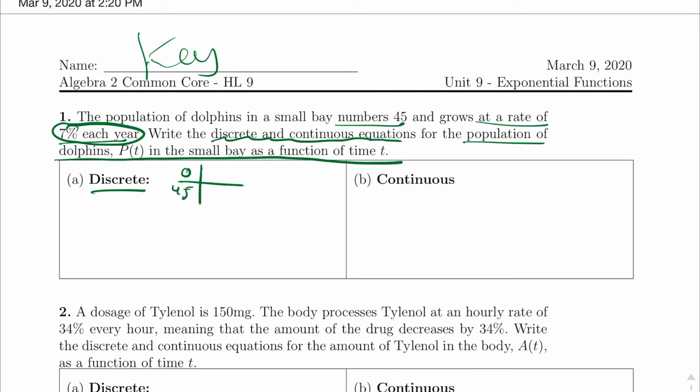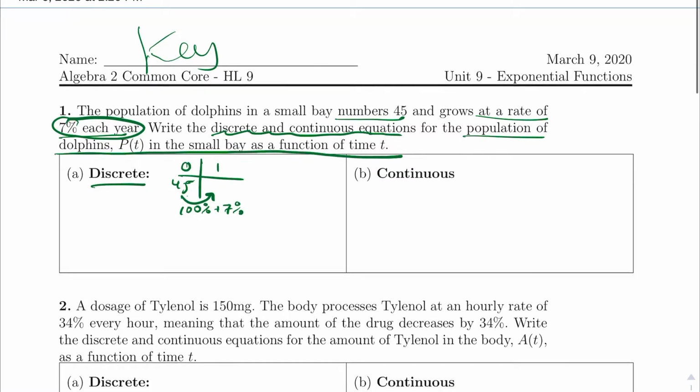So in year 0, 0 years have passed, we get 45 dolphins. And then at the end of that year, we get all 7% all at once. So we have 100% of the dolphins we had before, plus an extra 7%. So the way that formula will look, if we write it mathematically, is P of t is equal to 45 dolphins times 1 from the 100, plus 0.07 from the 7%, doing 7% divided by 100, to the t power. And the reason why it looks like this is we're multiplying by this once per year. So every year that goes by, we multiply by this.